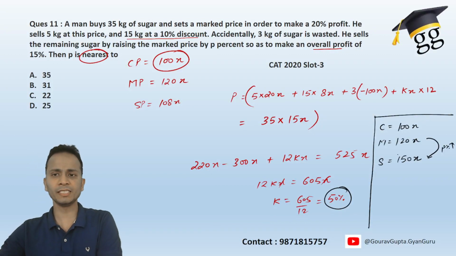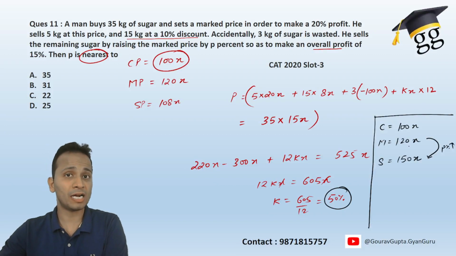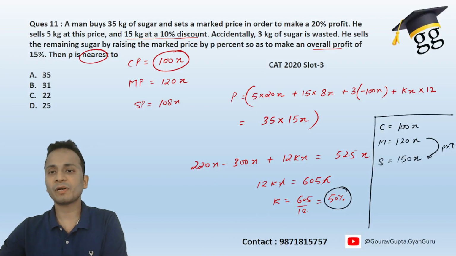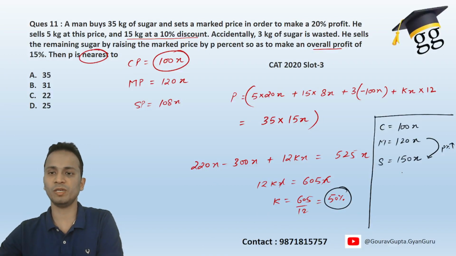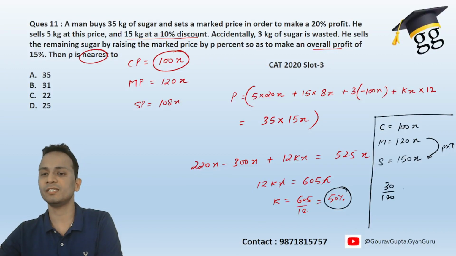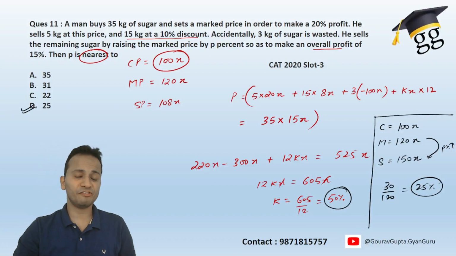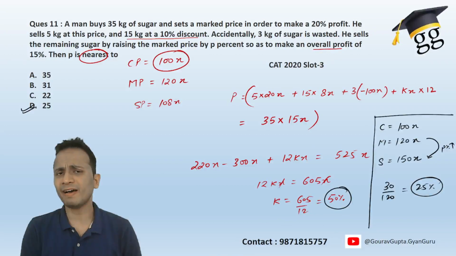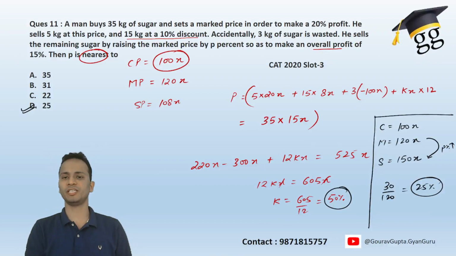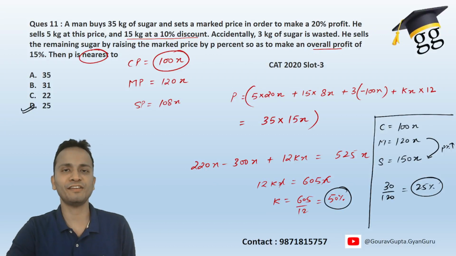So 120x was the mark price, 150x is the selling price. Selling price is what percentage more than the mark price? The difference between 120 and 150 is 30, and 30 upon 120 is 1 by 4, which is 25%. So the value of P will be nearest to 25% because मैंने वहां पे K का value calculate करने के लिए थोड़ा सा approximation किया, right? So the correct answer for this question will be 25%.